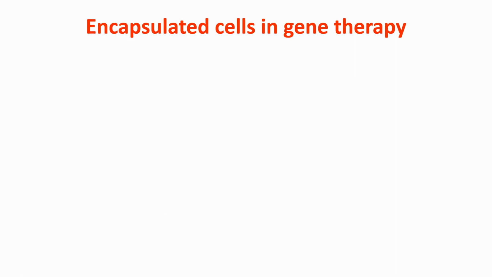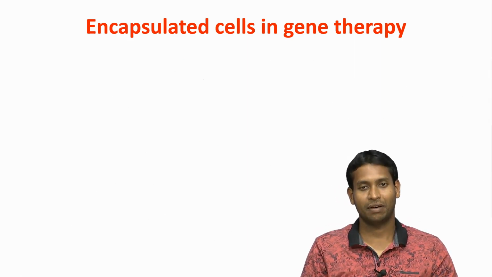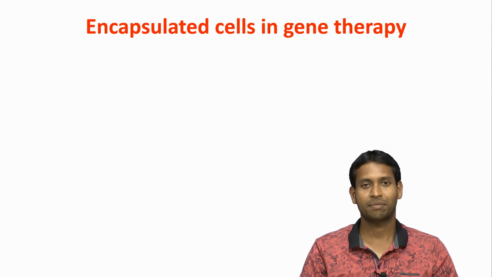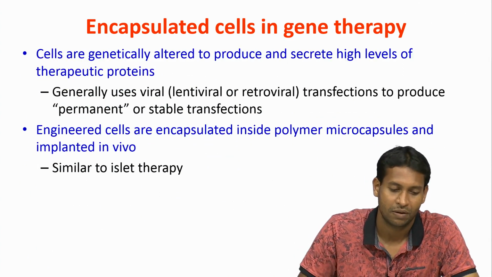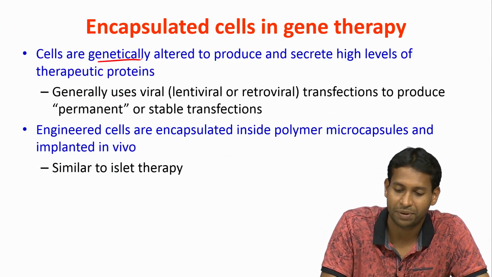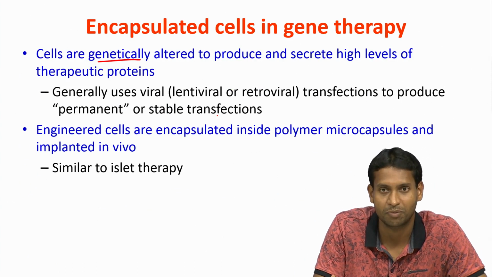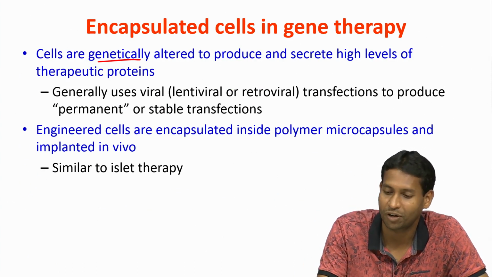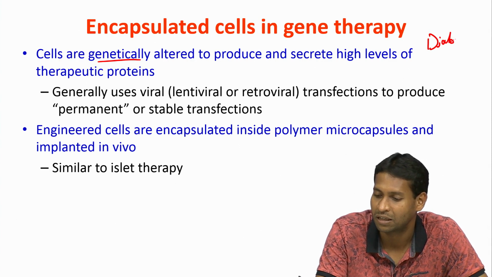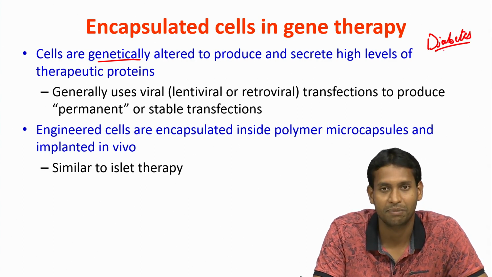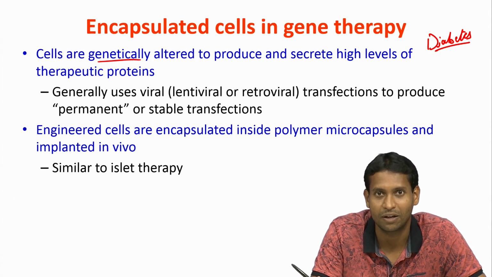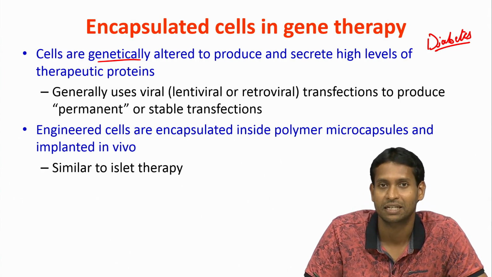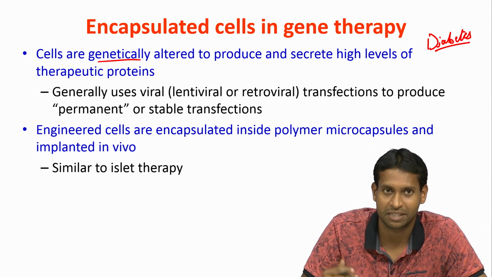So to overcome that, like we talked about in the previous 2 classes, we can encapsulate cells to do gene therapy. We are genetically altering cells to produce and secrete high levels of the proteins that are missing from the person. In the previous case we were talking more about diabetes, and in that scenario the immune system destroyed the whole cell. The gene was still there, but that cell completely got destroyed, so insulin is not getting produced. So now you can genetically modify these cells and have them produce insulin. That is just one example.